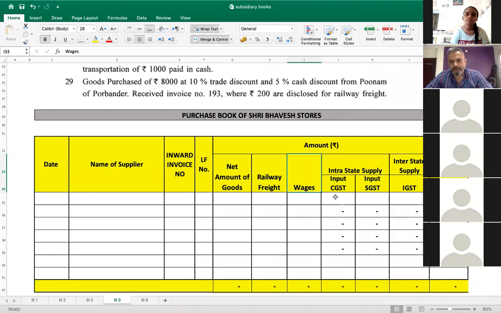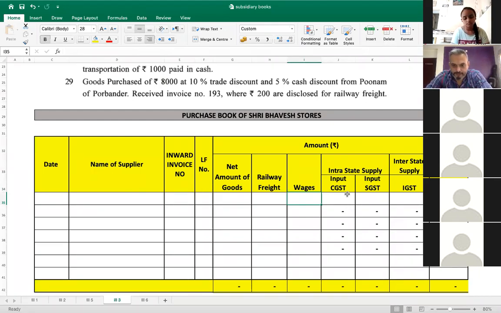Yes. We have not yet done ledger posting. This is a subsidiary book, and in a subsidiary book we are just making separate information about what all we have purchased on credit. So I want the detail of it. How much I paid for goods, how much for railway freight, how much for wages. Okay, so everything is not the purchase account. They are separate accounts only. But right now for information, we are preparing them separately.